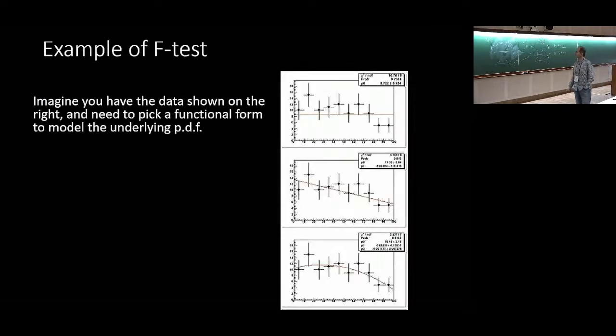So here I have an example for you. I have 10 data points with uncertainty bars. And I have 3 models, a constant, a linear, and a quadratic. Very simple, okay? So let's imagine that we have the data shown here, and we need to decide which model to pick.